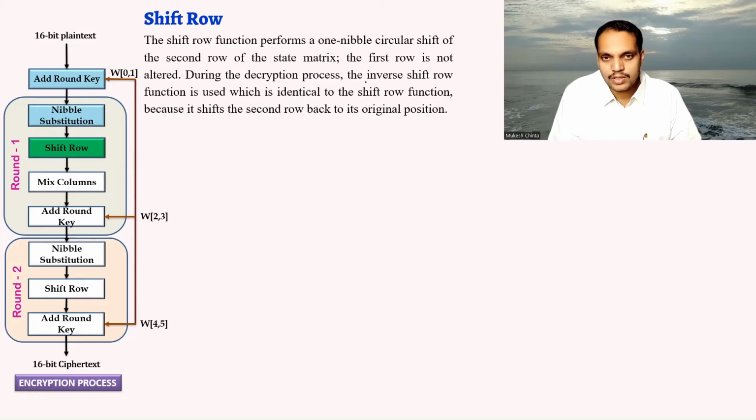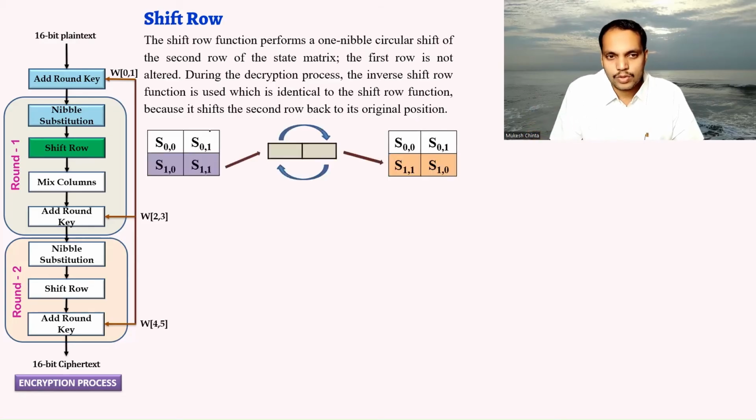During the decryption process, the inverse shift row function is used, which is identical. You simply move it back. That's all. Because it shifts the second row back to its original position. That means I'm just performing an inverse of the operation that I did here. Automatically, it comes back to the original position.